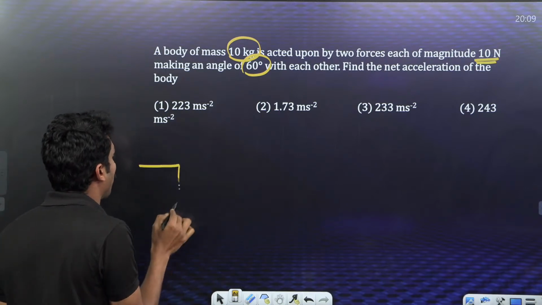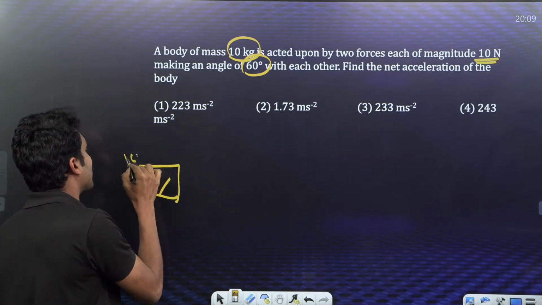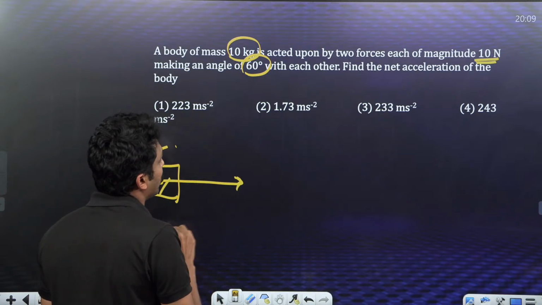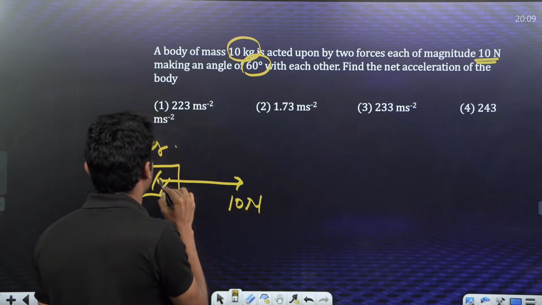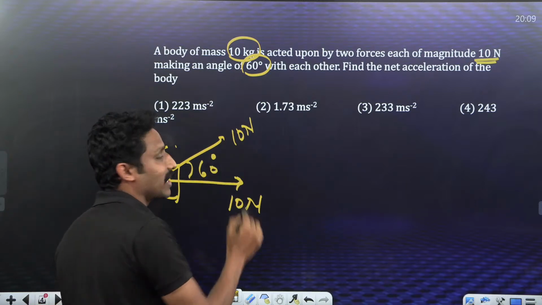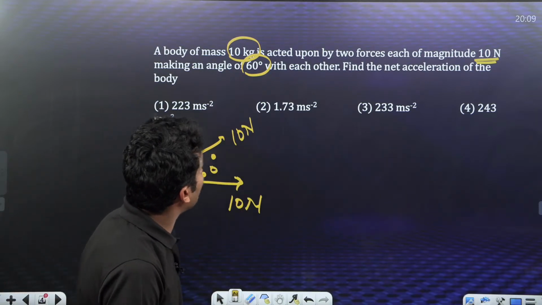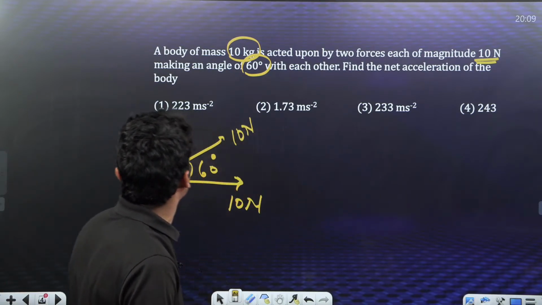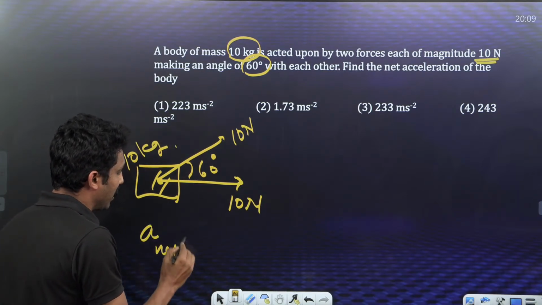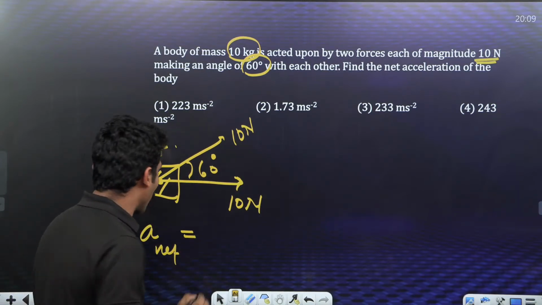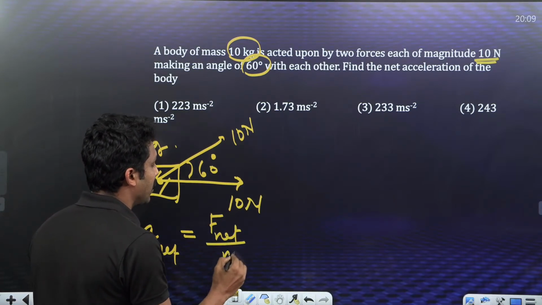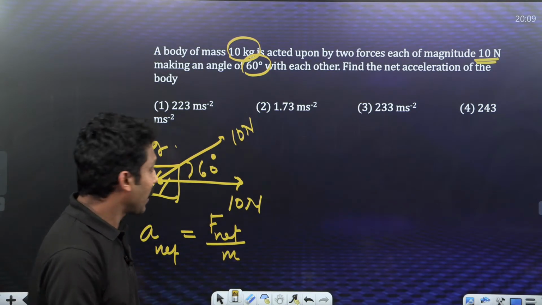Consider a block whose mass is 10 kilogram. It is under the action of two forces. This is a 10 Newton force and let this also be a 10 Newton force, and the angle here is 60 degrees. Right? The question is, find the net acceleration of the body. What is the net acceleration of the body? The net acceleration, a net, is equal to total force divided by mass, net force by mass.